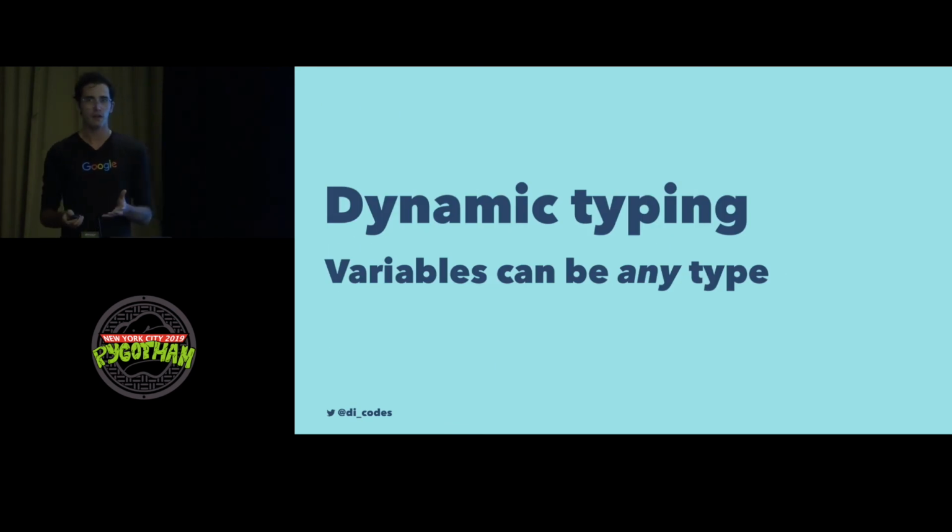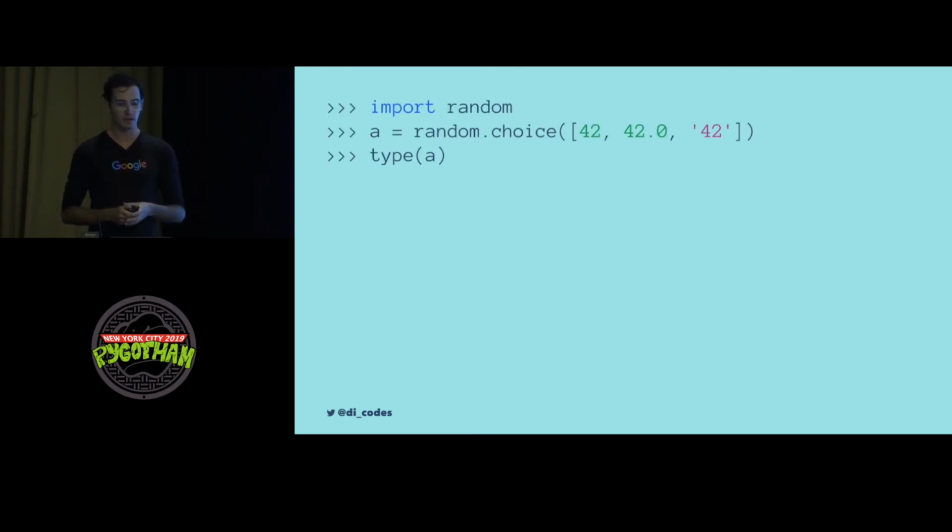So when we say that Python is a dynamically typed language, what does it mean? Basically it means that, first of all, a variable can be any type, right? If I assign something to a variable, it can contain any of these types that are available to us. So for example, I could import random and set the variable a to be the random choice of an integer, a float, and a string.